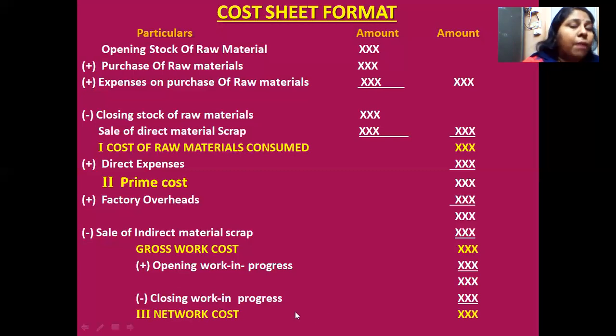In case the problem does not have the opening work in progress as well as closing work in progress information, straight away whatever answer you get after adding the factory overheads, in case material scrap is there, minus it, and that answer's name is work cost. So you will have the terms gross work cost and net work cost when you have the information about the work in progress, please make a note of this.